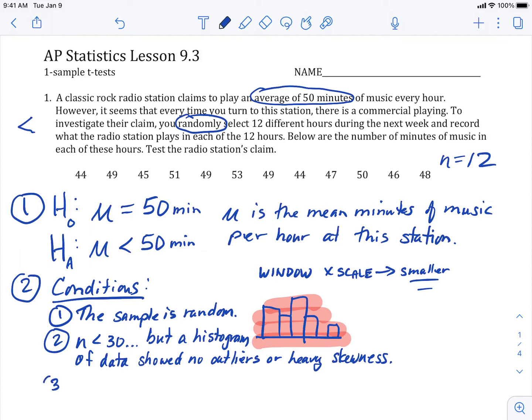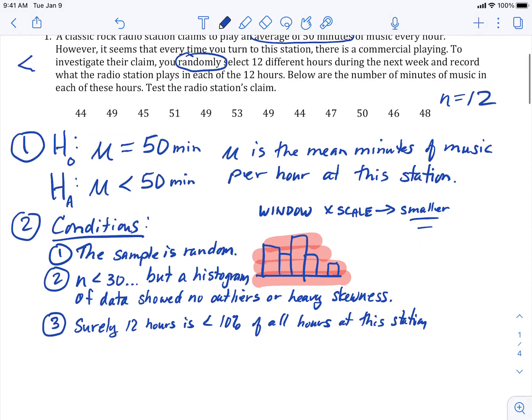And then the third thing, to help guarantee independence, is that n is less than 10% of the population. I guess we should say something like surely, because that really is an assumption. Surely 12 hours is less than 10% of all hours at the station. And therefore, we can proceed with whatever this is called.